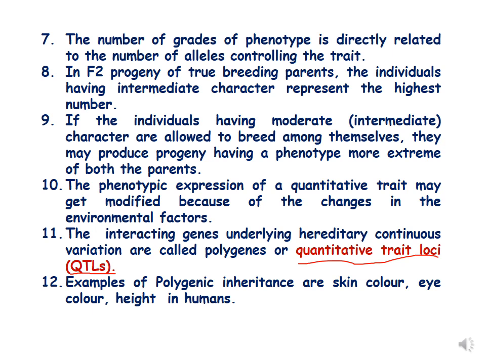The 11th point is that the interacting genes underlying hereditary continuous variations are polygenes or quantitative trait loci. So just remember that these are polygenic characters and they come under quantitative trait loci. And the last point is that examples of polygenic inheritance are skin color, eye color and height in humans. There are other examples also, but for polygenic, additive or quantitative inheritance, the most famous ones are skin color, eye color and height in humans.